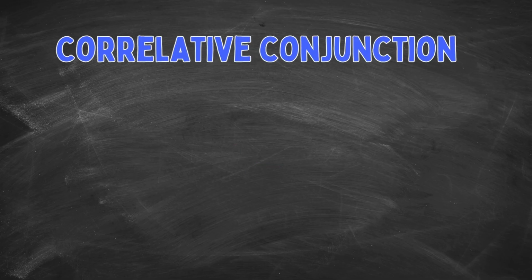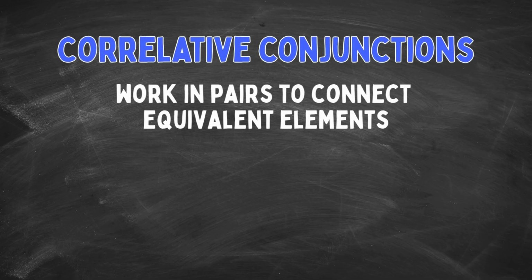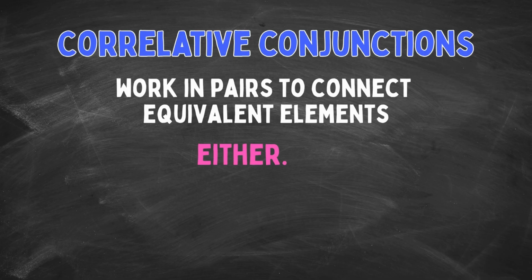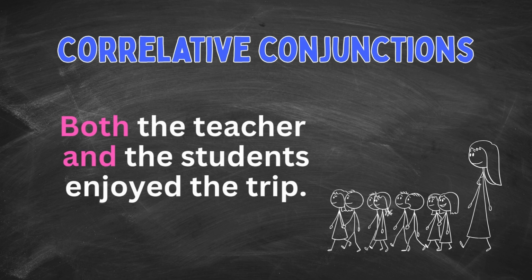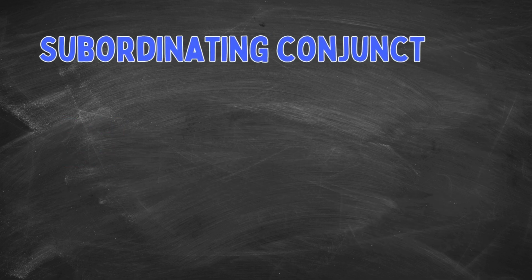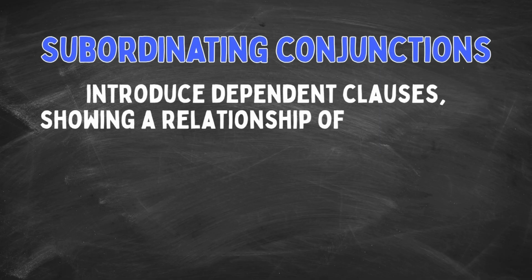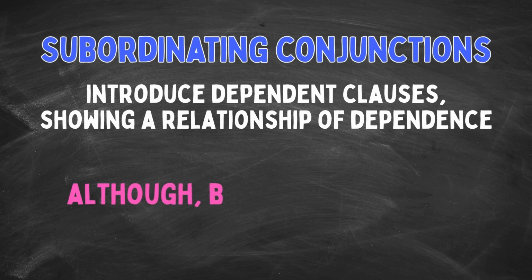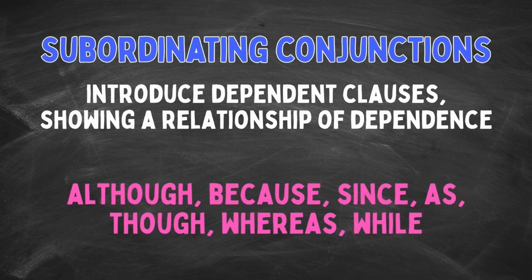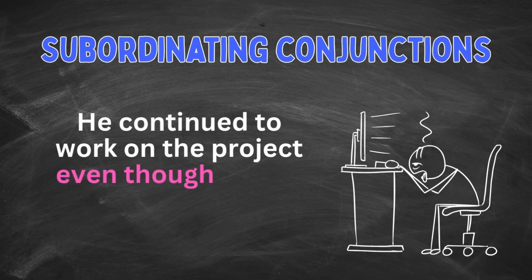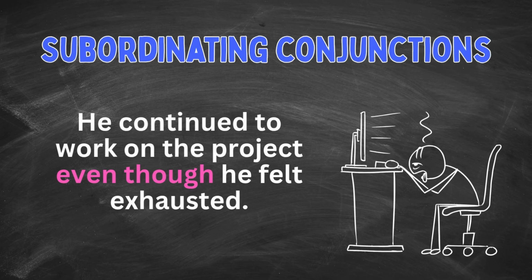Correlative conjunctions work in pairs to connect equivalent elements. Either, or, neither, nor, both, and. For example, both the teacher and the students enjoyed the trip. Subordinating conjunctions introduce dependent clauses showing a relationship of dependence. Although, because, since, as, though, whereas, while. For example, he continued to work on the project even though he felt exhausted.